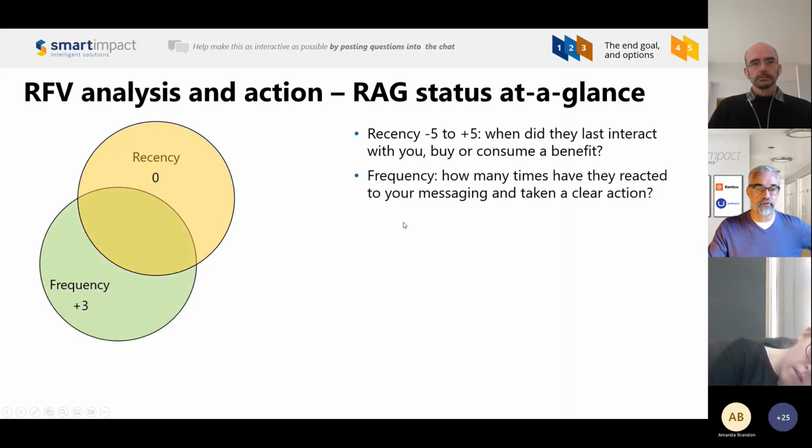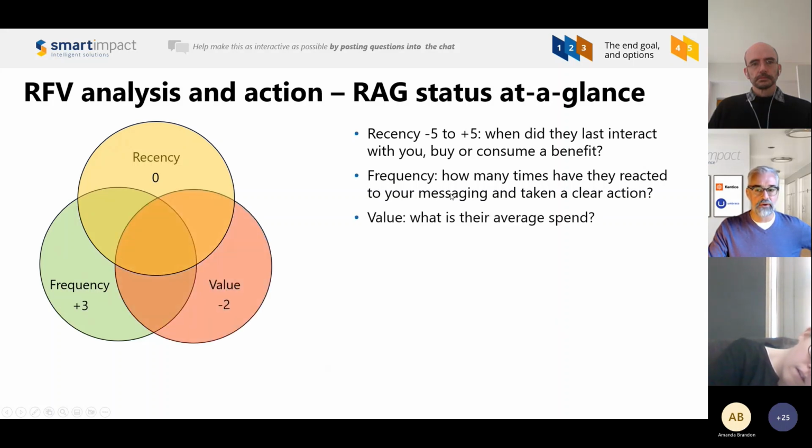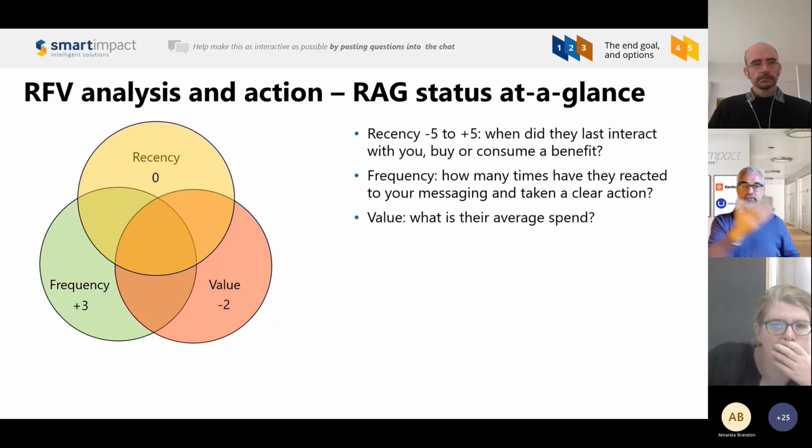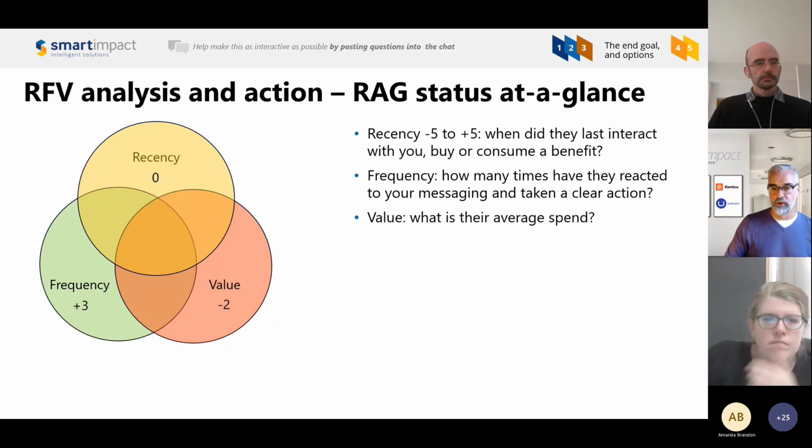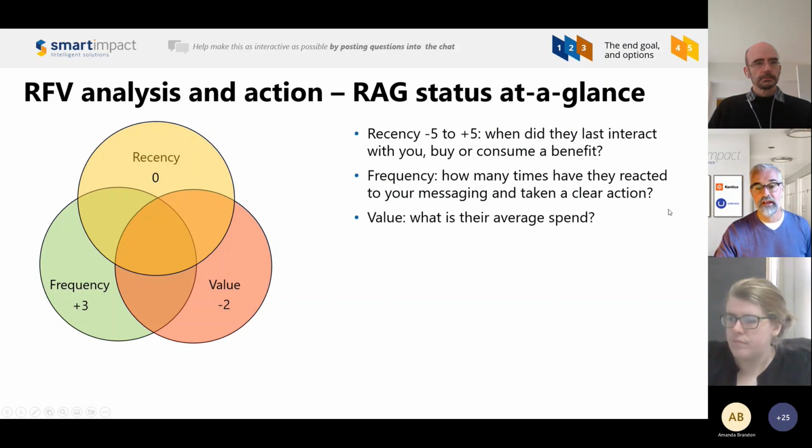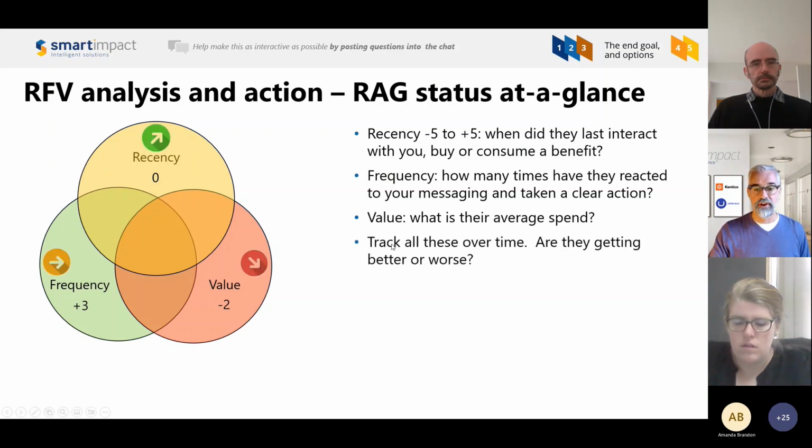Frequency is how often they have done that, how many times in the past, and value is their average spend with you. So this is a really good set of classifications that combined show you where you are in your relationship with that member, that member's value overall to you, and what you need to do about it. So what you would want to do is track these over time and see whether the trends are going up or down, whether they're red and going down, whether they're green and going down, and so on.